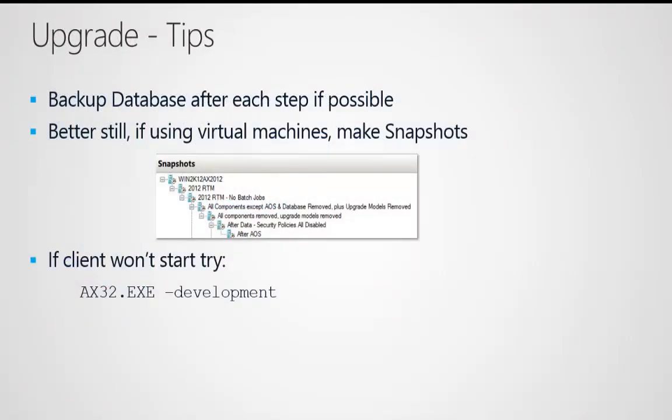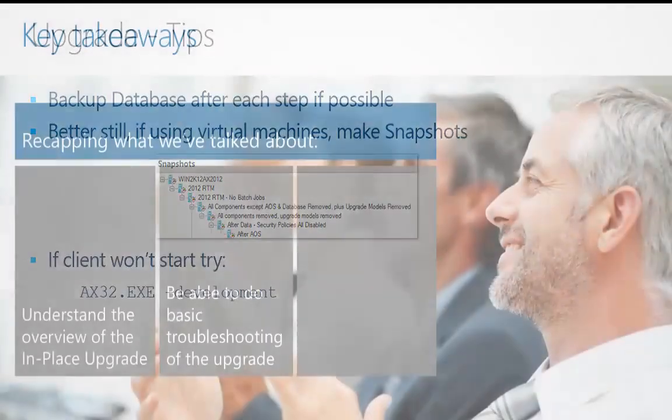And finally, some upgrade tips. I always recommend you make a backup of the database after each step if possible. Better still, if you're using a virtual machine technology, make snapshots or checkpoints after each various stage. This allows you to quickly roll back to a point in time in order to run a process again if you need to. Finally, if you find the AX client won't start, you can run ax32.exe /development to try and go directly into the developer workspace.